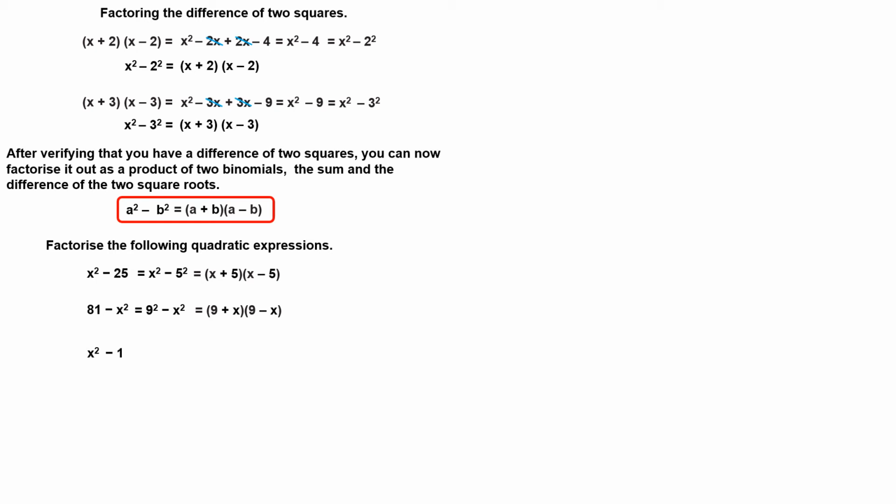In this case, we should remember that 1 is the same as 1 squared, so we have a difference of two squares.